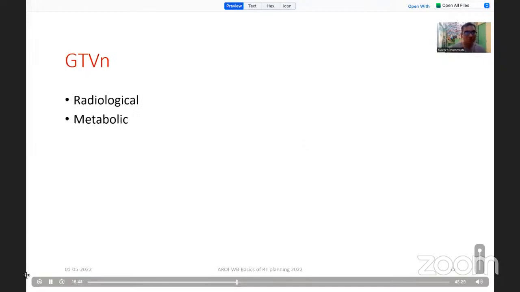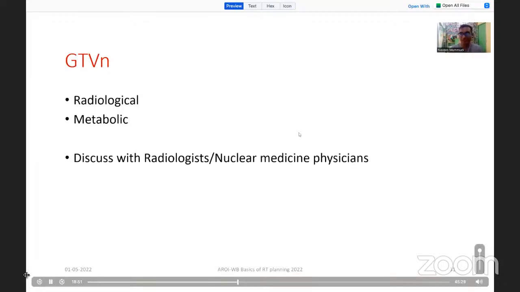So let's now move on to how we draw the GTV lymph node. This again is something that you do in discussion with your radiologist and nuclear medicine colleagues. Radiology, because sometimes there might be some confusion about whether the lymph node is actually infective or diseased. So based on certain features, whether the architecture of the lymph node is maintained or not, whether a fatty hilum is present or not, or whether there is some extranodal extension, you could differentiate just radiologically whether the lymph node is involved or not.